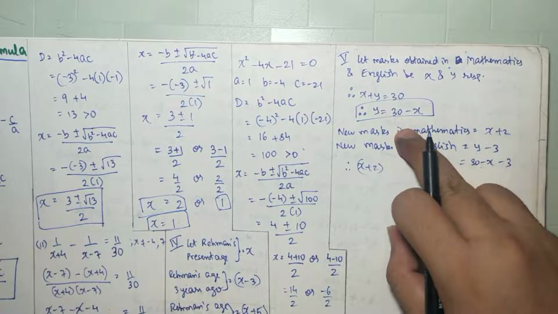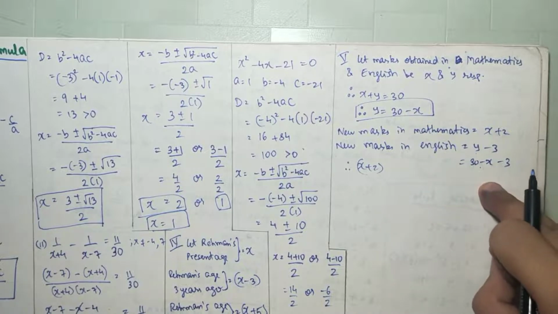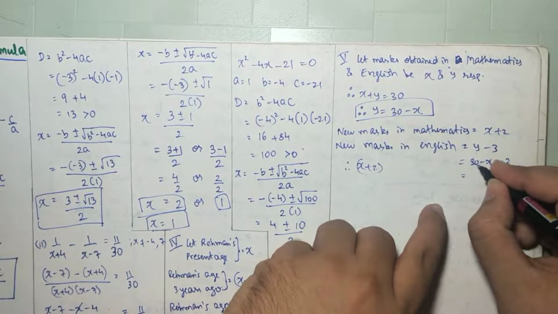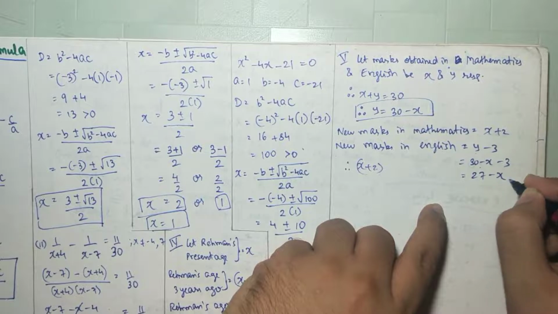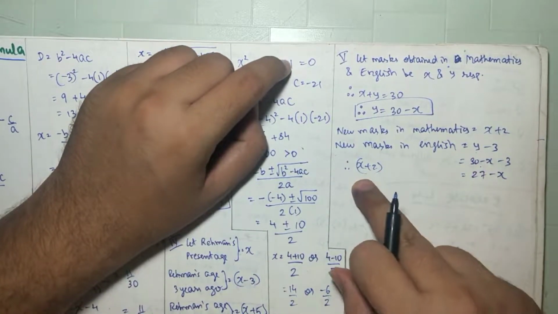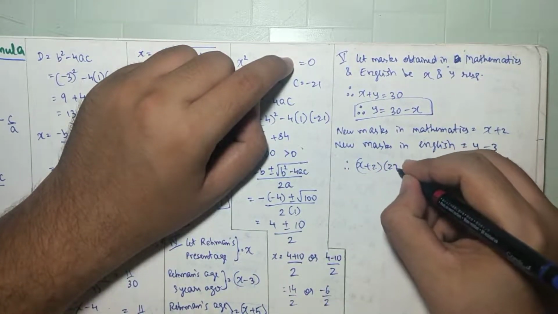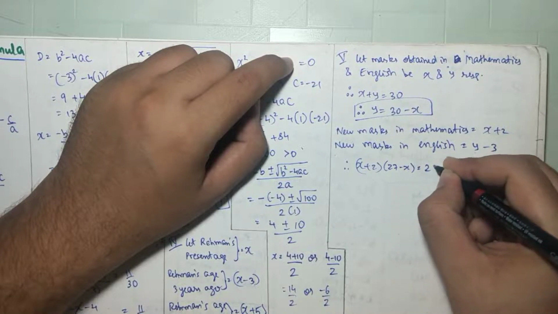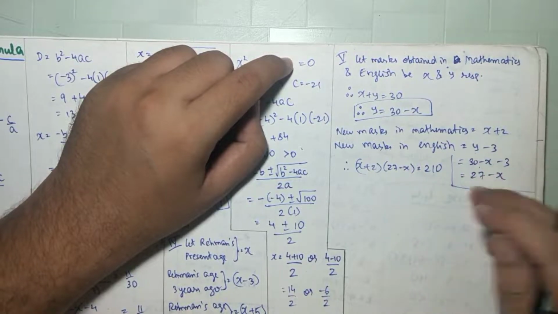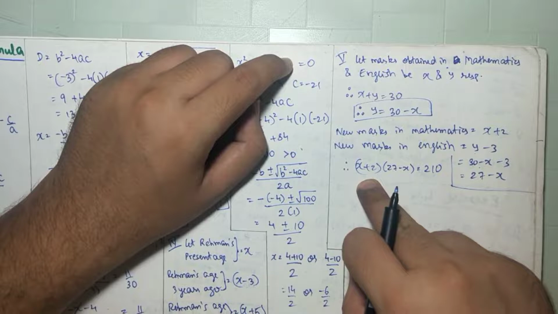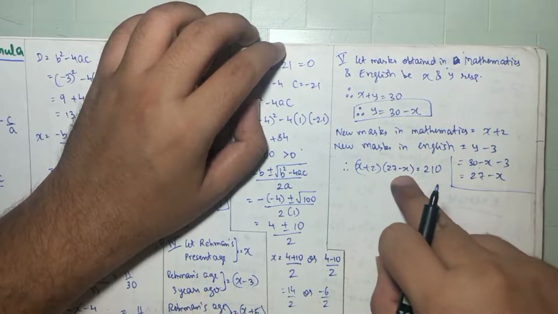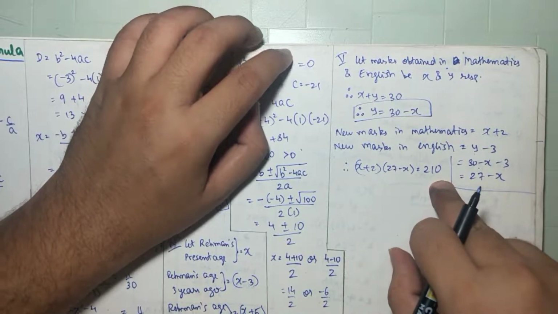Y value is 30 minus x. So you can substitute 30 minus x over here only. This will become 30 minus 3, that is 27 minus x. So here in multiplication, I can write 27 minus x and this is 210. This is marks in maths, marks in English, and the product is 210.